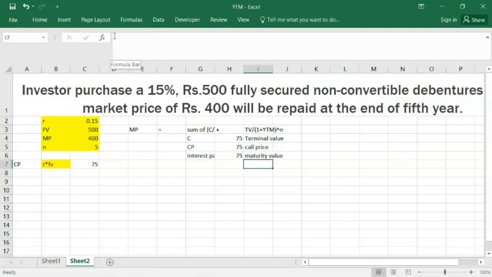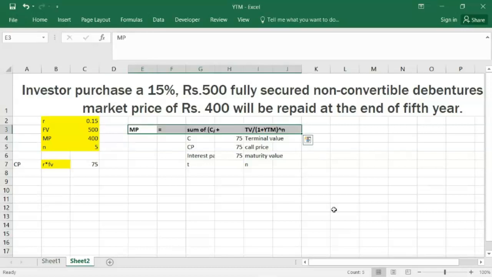And here we use the power T, up to the term. Here we are using the number of years. Both are the same. Here we are using 5 years. So any clarification on this part, the defining of variables? So what exactly is the YTM?